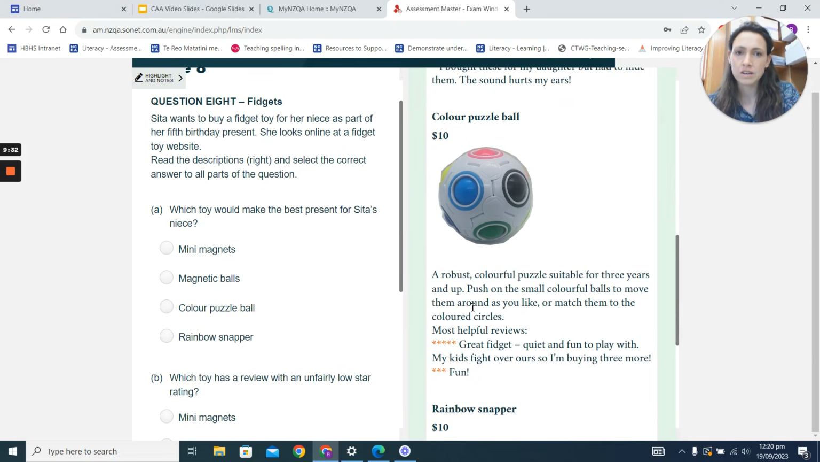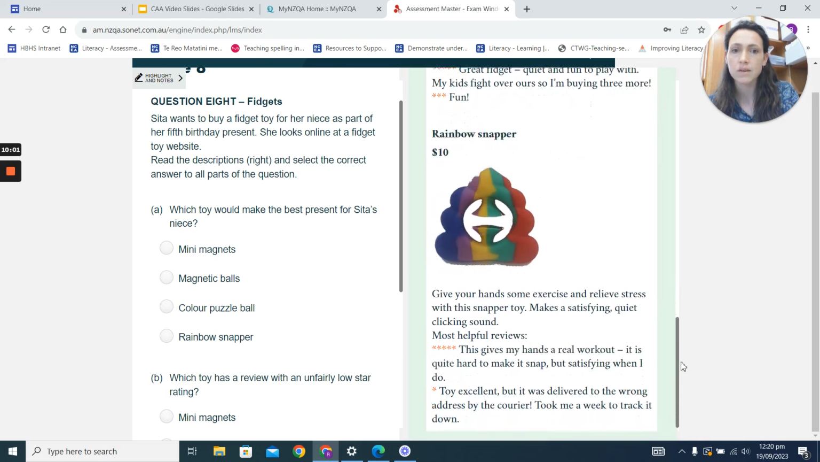I think from my reading that it's this colour puzzle ball. Everyone really enjoys this. It's fun. This person's kids like it so much they're fighting over it, and she's going to buy 3 more. Small, colourful balls, move them around, suitable for 3 years and up. I think this is probably the perfect present, but I'm not going to click on my answer until I've checked the final one because I just want to make sure that I'm really confident that that is the answer.